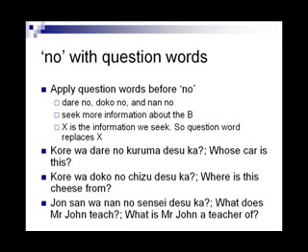John-san wa nan no sensei desu ka? What does Mr. John teach? What is Mr. John a teacher of? This relates to a noun other than a person or place.